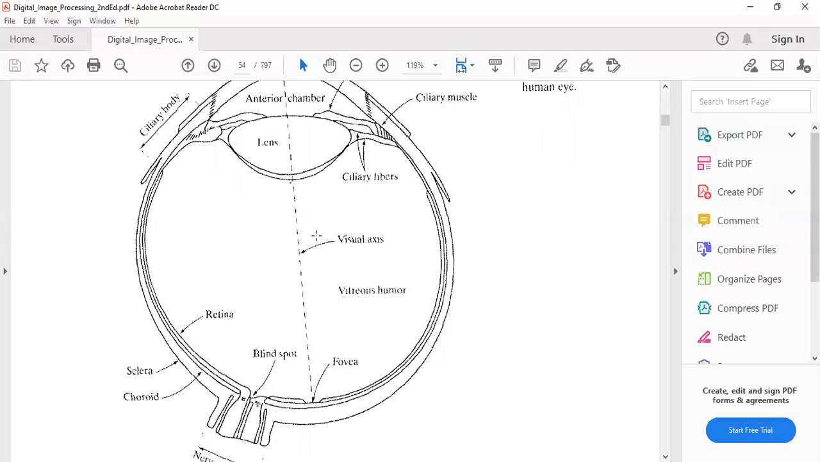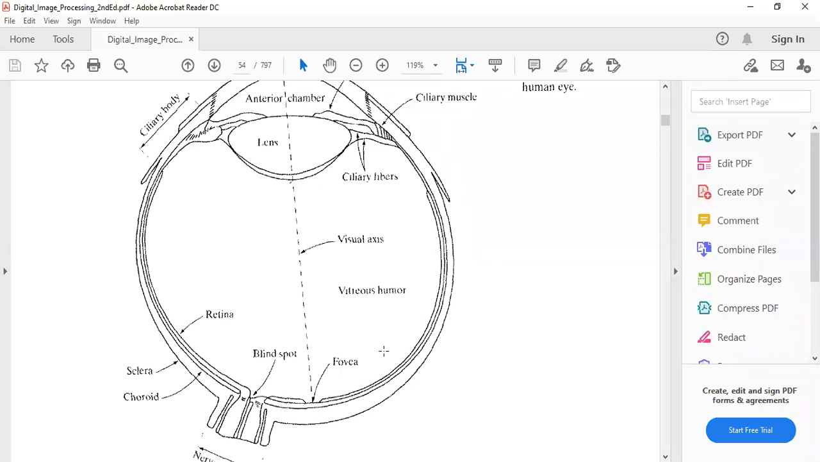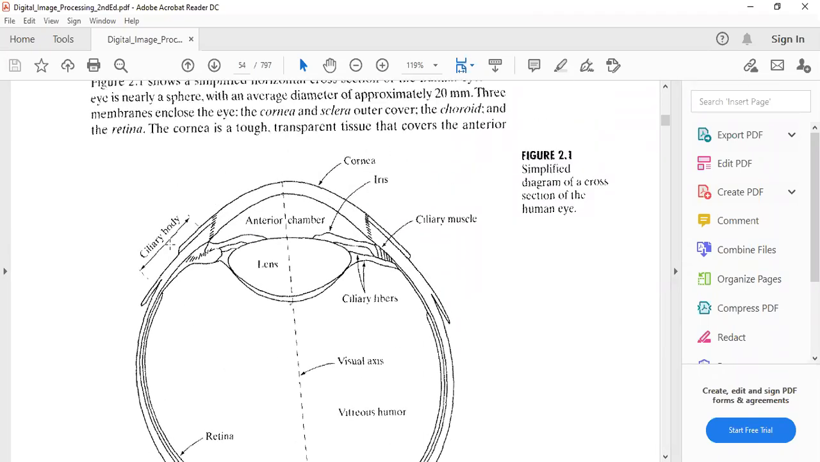This line is the visual axis. And then we have vitreous humor. Then retina, this entire thing we call the retina. And blind spot, fovea, then we have sclera and choroid and nerve sheath. These are the important components of a human eye. Then we have to know the significance of each and every one of these parts of the human eye.